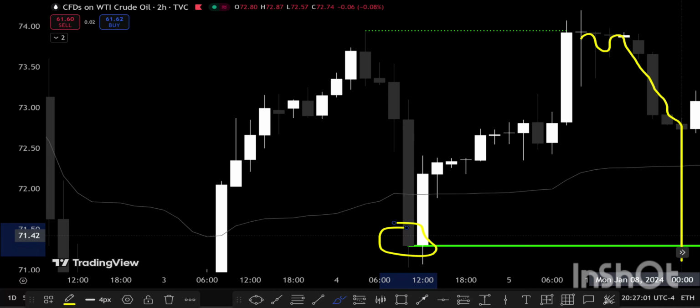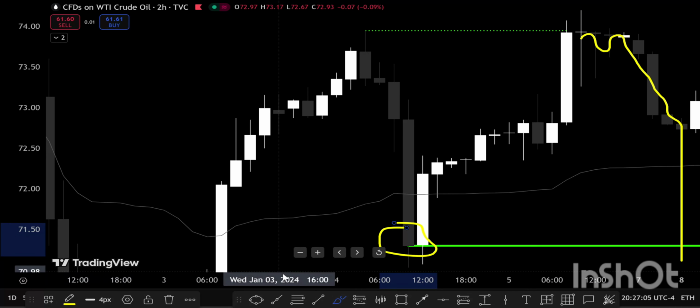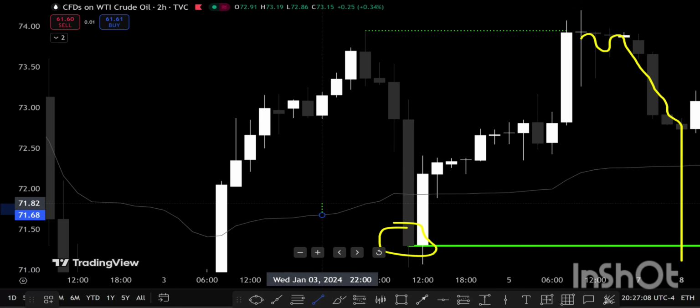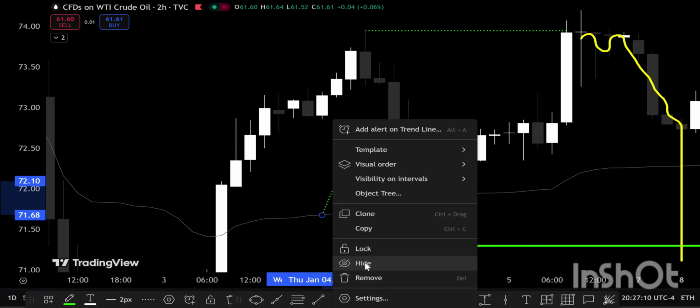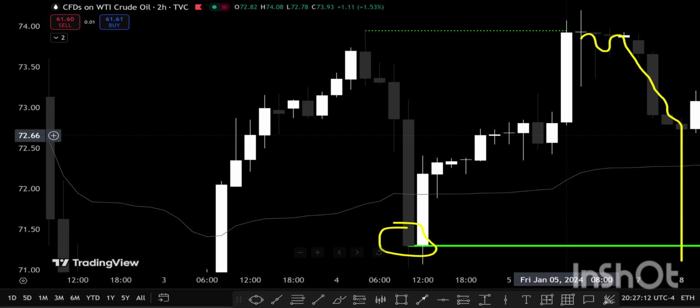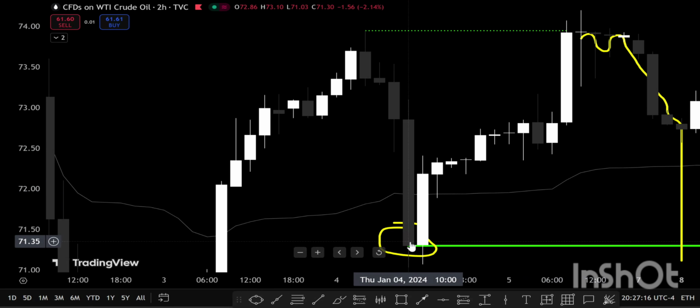Or if it came down and proved that it couldn't close, you need to be looking for, remember we got minor structure and major structure. Okay. So this is the minor structure here. Price is still bullish unless it can prove it could close below here on a 2-hour chart.